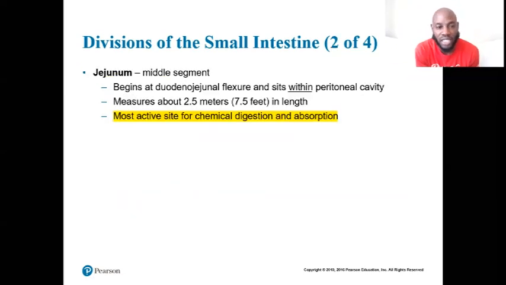Then we have the jejunum, right? Begins at the duodenojejunal flexure, right? And this part is 7.5 feet long. So we go from 10 inches to 7.5 feet. This is the most active site for chemical digestion and absorption. So we have digestion and absorption here.